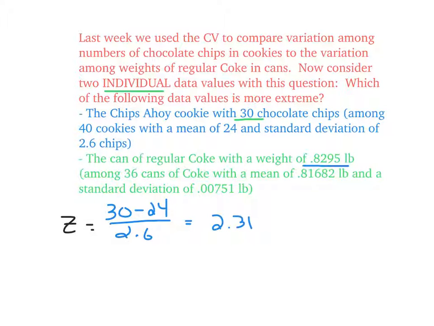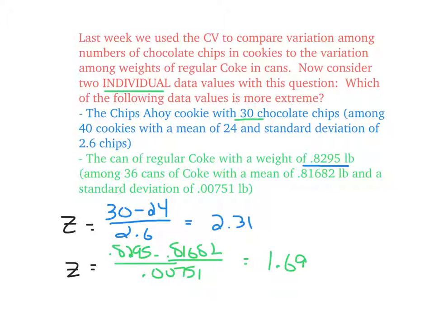When you do the other z-score for the Coke, the green color, the green cans, you take the value they gave you, which is 0.8295, subtract out the mean, which was 0.81682, divided by the standard deviation, which is 0.00751. Punch all that in, and you get 1.69. So here's the deal.